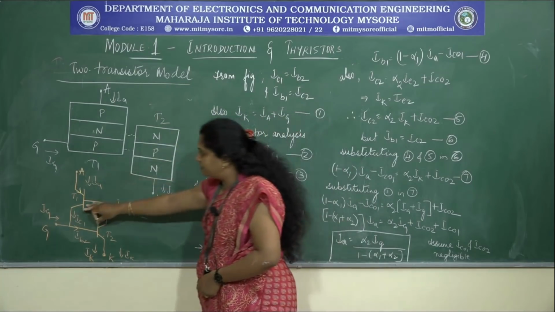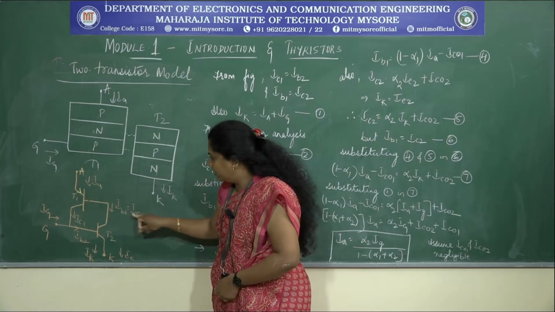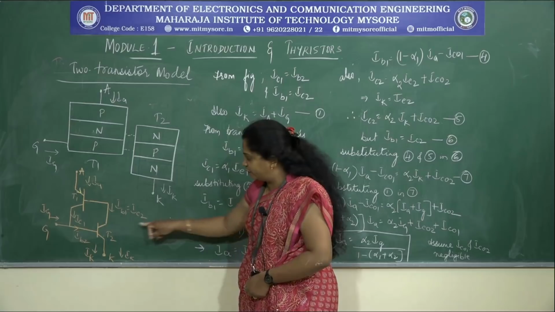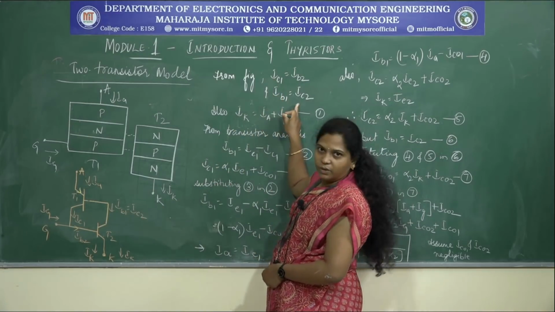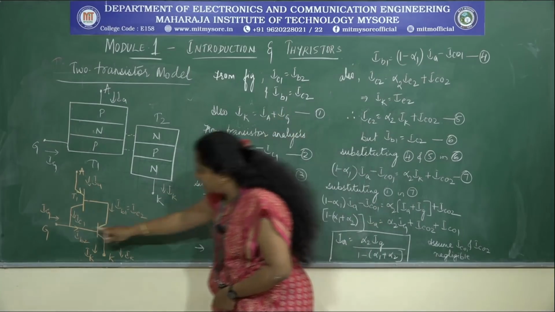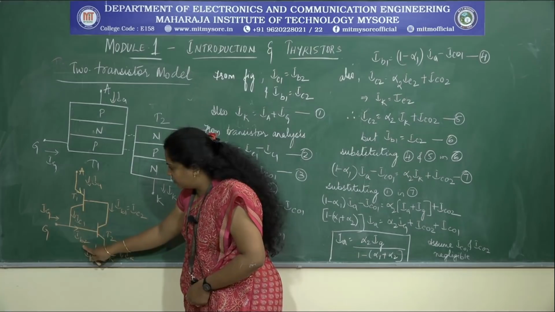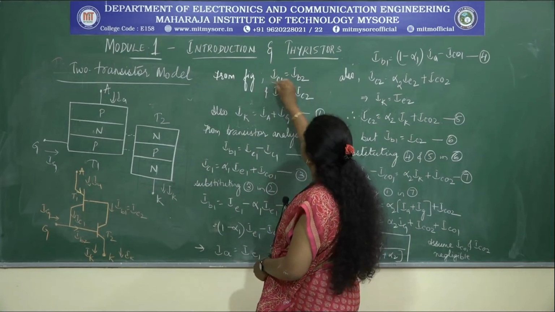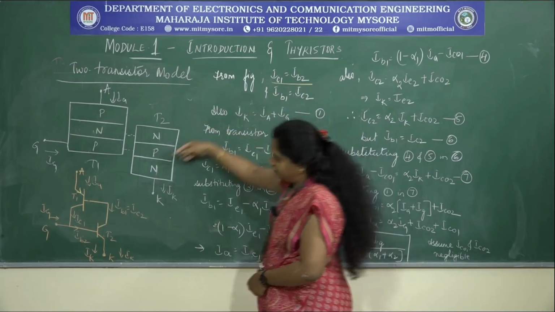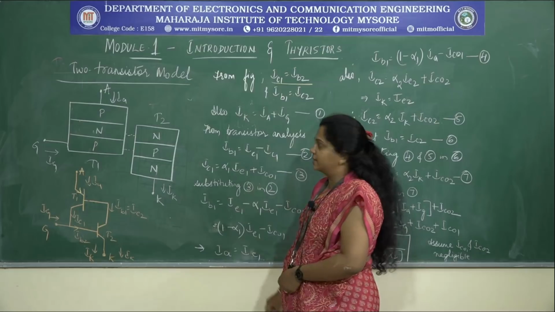From the figure it is clear that the base current of transistor 1 is equal to the collector current of transistor 2. So we can say that IB1 is equal to IC2. Similarly, the collector current of transistor 1 is equal to the base current of the second transistor. So we can also say that IC1 is equal to IB2. They are the same currents.